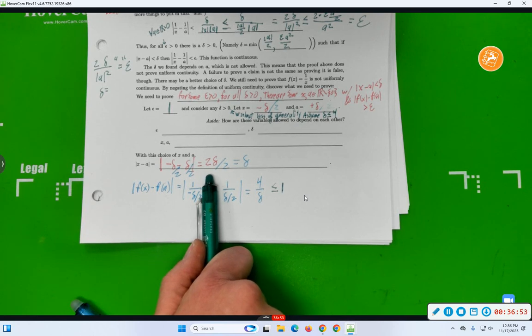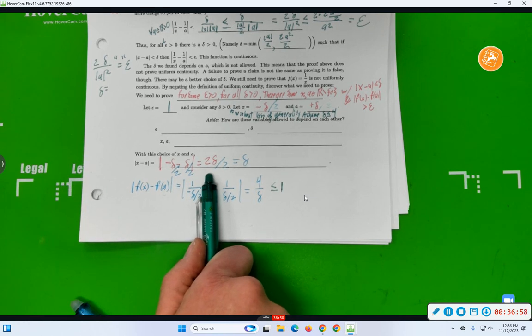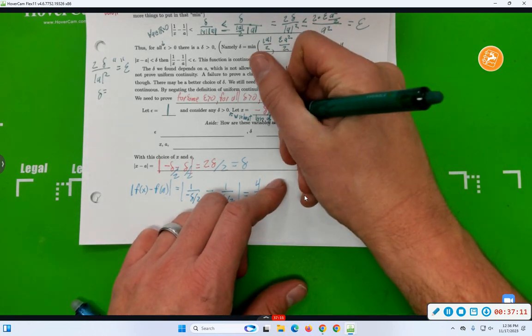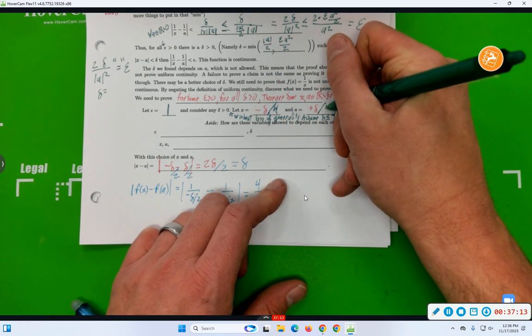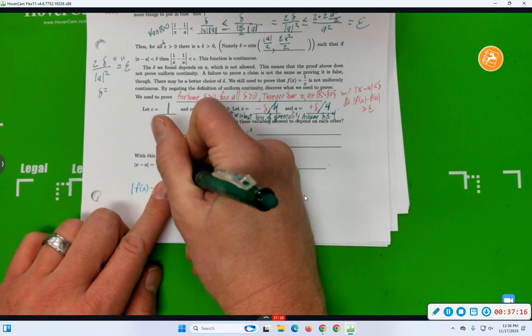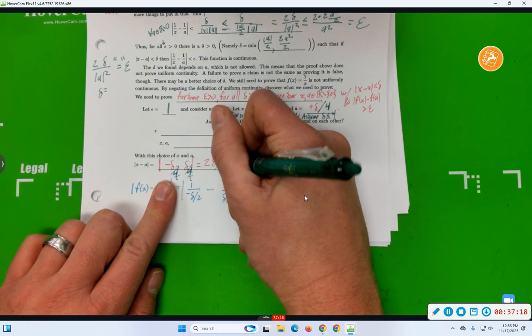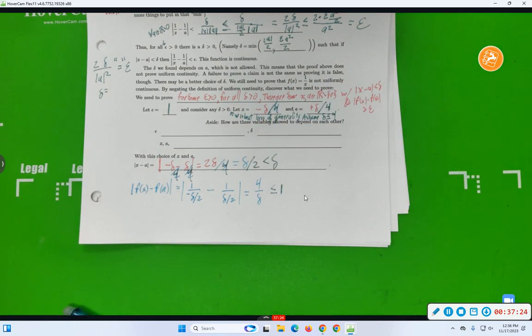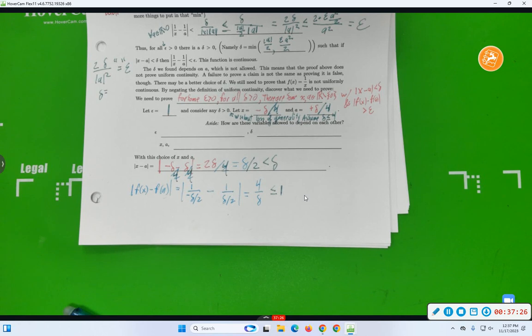Oh wait, does it actually? I think it's exactly delta. That's a problem, isn't it? How do you fix that problem? Divide by more? Instead of dividing by 2, let's divide by 4. Now do I have absolute value of x minus a less than delta? That's good.